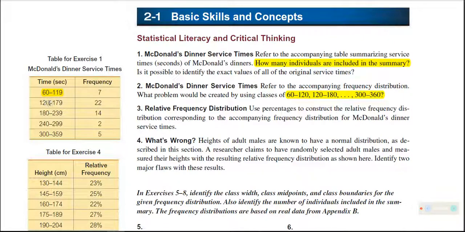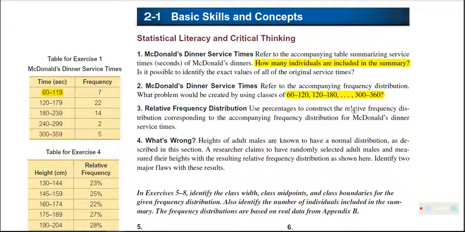So, 7 divided by 50, we have 0.14. And then multiply it by 100 and then affix the percent symbol. So we have here 14%. Next, we have 22. 22 divided by 50, we have 0.44, which is 44% when multiplied by 100. And of course, do not forget to attach percent sign. 14 divided by 50, we have 28%. Next, 2. 2 divided by 50, we have 4%.